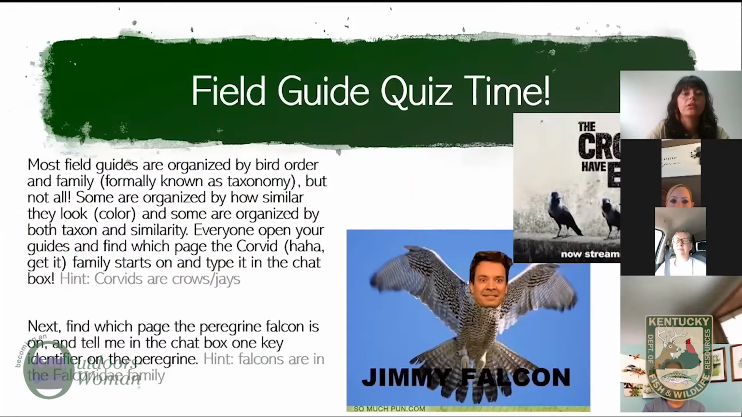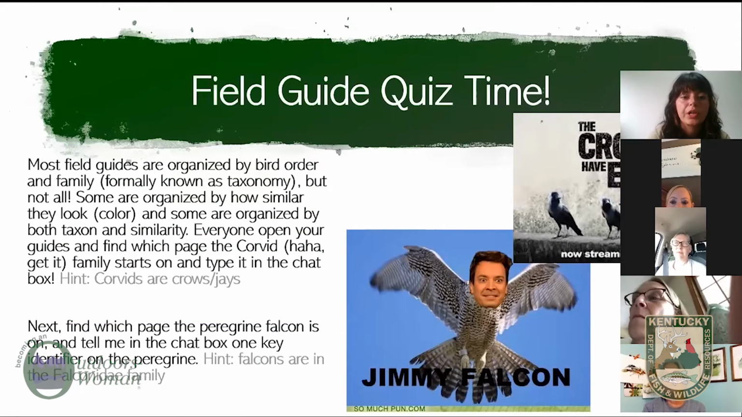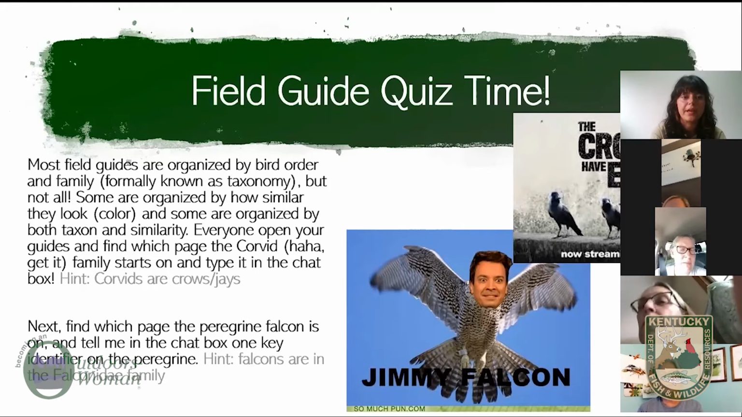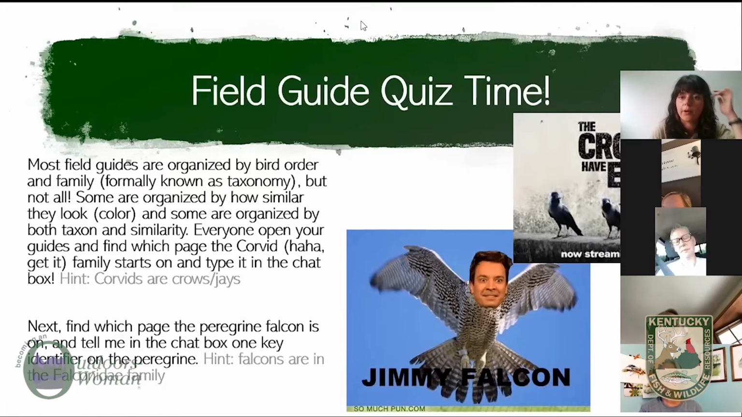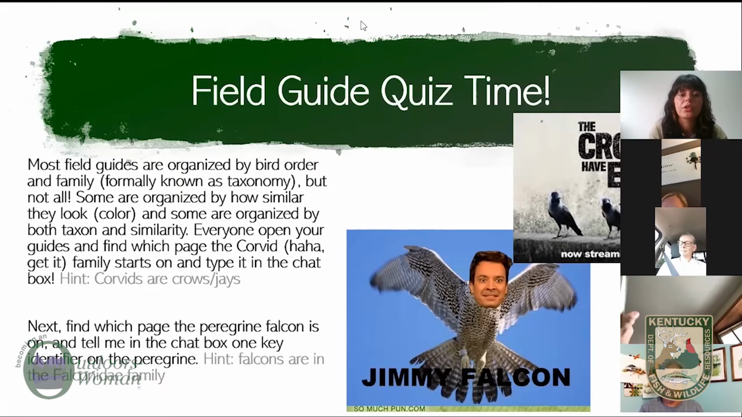So if you have your field guide on you, go ahead and get it out. We're just going to do a little exercise to get you familiar with it. What I want you to do is take a second, go to your field guide and find what page the corvid family starts on. Most field guides are organized by taxonomy, so their family or their order usually starts with order and goes from there. So find the corvid family. As a hint, that's going to be your crows and jays. If your field guide is organized by common name, look for crows and jays, and then just type in the page number that you find.